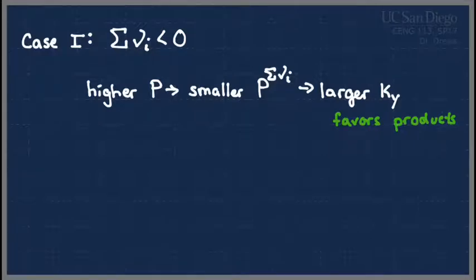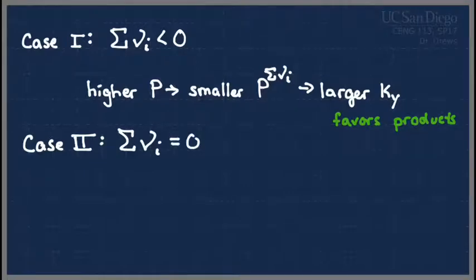The other cases are pretty similar. Case 2 is the easiest one, which is that the sum of the stoichiometric coefficients is equal to 0. That one's easy. Pressure has no effect. In that particular case, any pressure that you have, whether it gets high or whether it gets low, always ends up being raised to a 0, and so it doesn't have any effect. It has no effect for pressure.